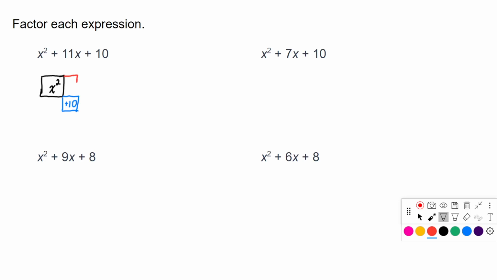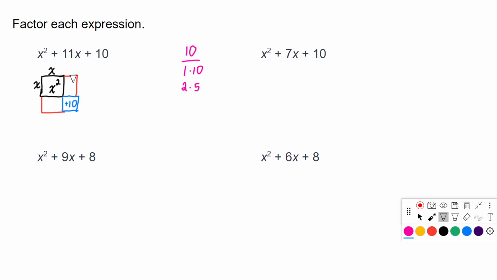So what we need to do is think about how much is added to x so that we can get the middle term of 11x, and we can get the units of 10. Well, we know we have to multiply to get the 10, so I'm off to the side going to write my factor pairs for 10. That's 1 times 10 and 2 times 5.